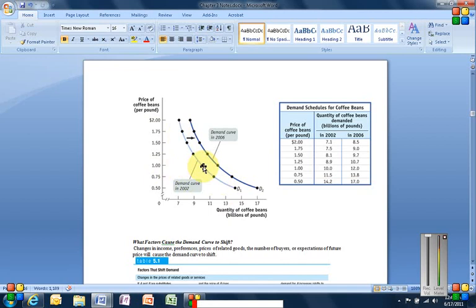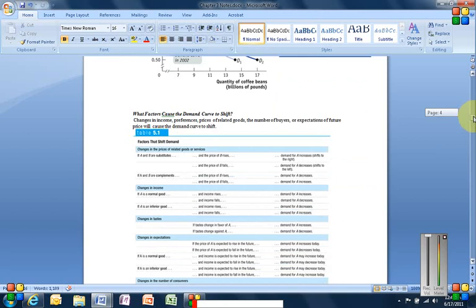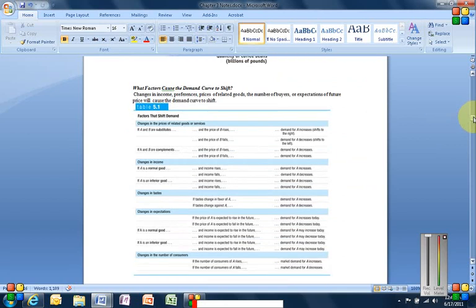But something else happens between 2002 and 2006 that causes the entire curve to get redrawn with all of these price points. So now at $1, we're not talking about a quantity demanded of 10 billion pounds, but of 12. Something significant changed and caused a change in demand, or the entire curve to be redrawn to the right. So what are these factors that can cause a demand curve to shift and have to get redrawn? These are all factors besides the price of that product or service changing.